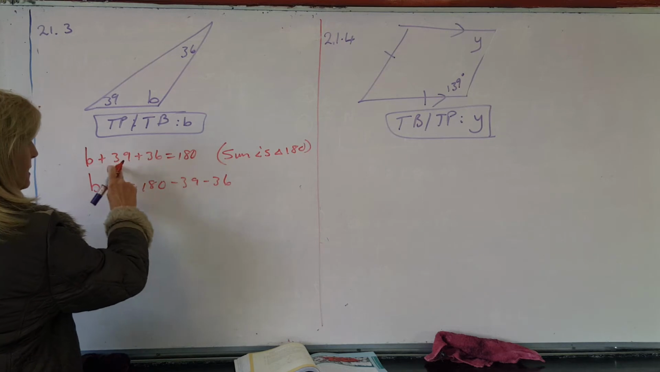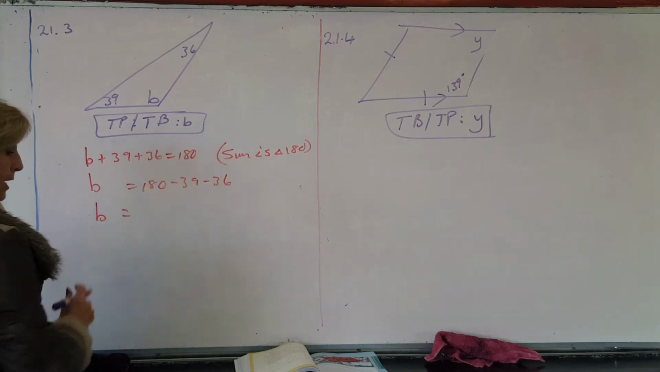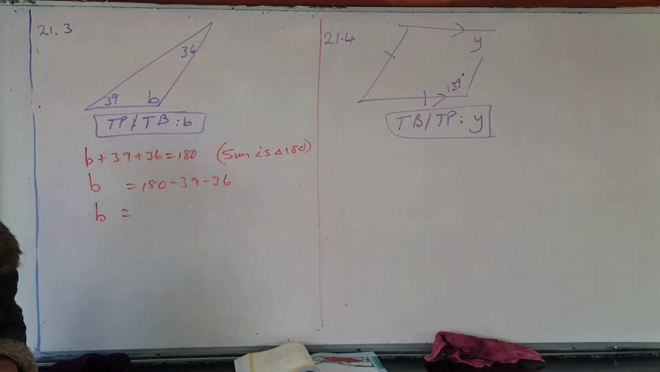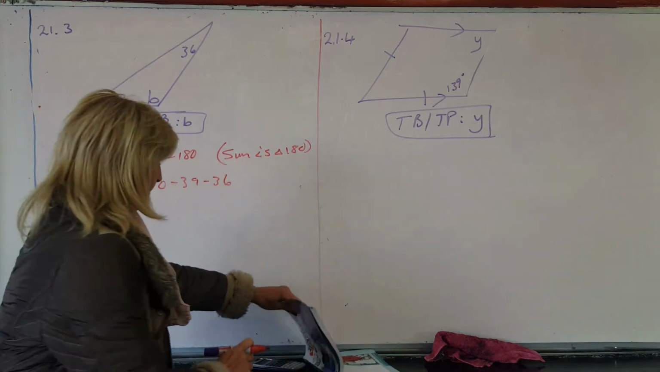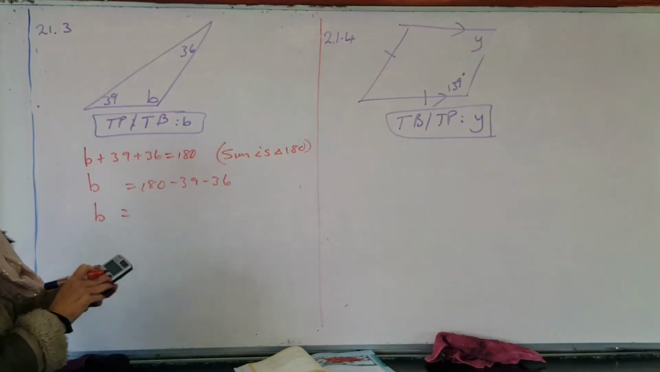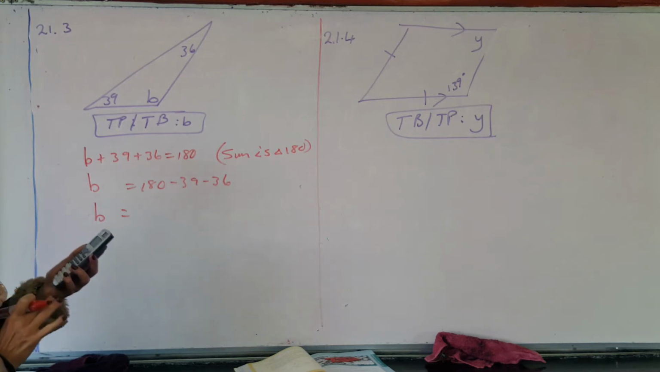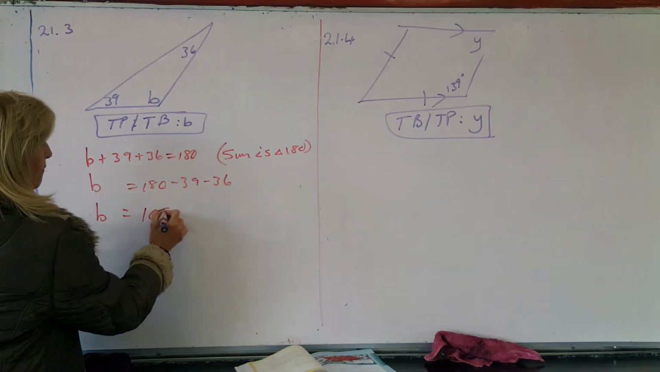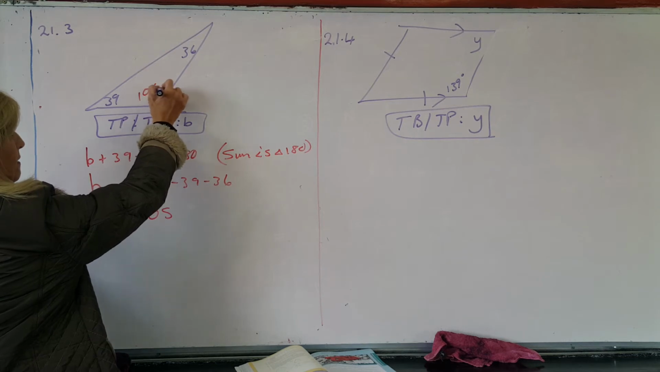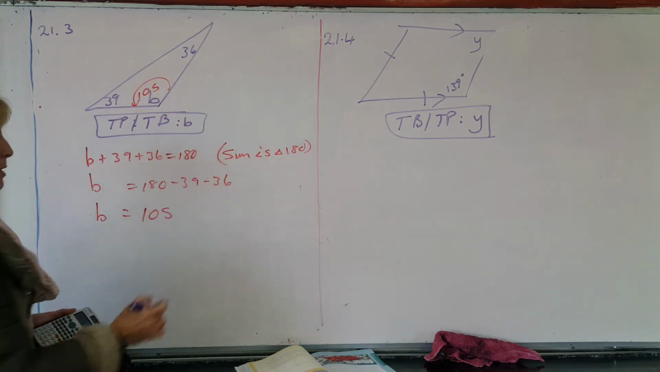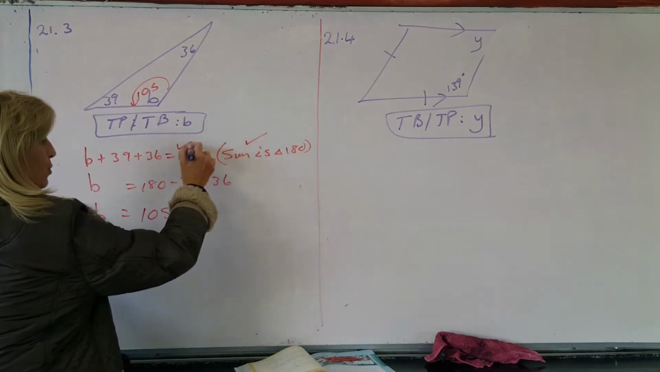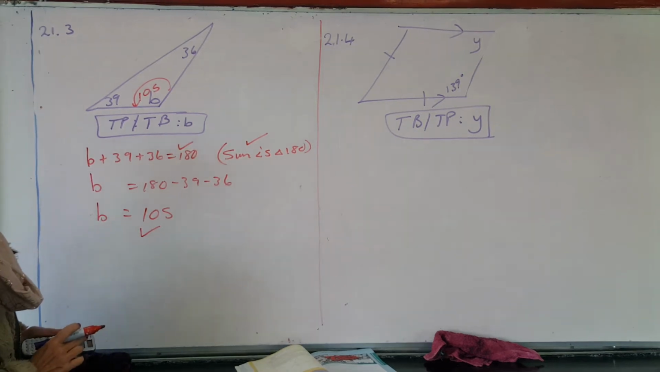So this becomes minus, and then I can just work out my answer, and where did I put my calculator. So it is 105. So here's 105 degrees, simply because the angles add up to 180 and your answer is 105.